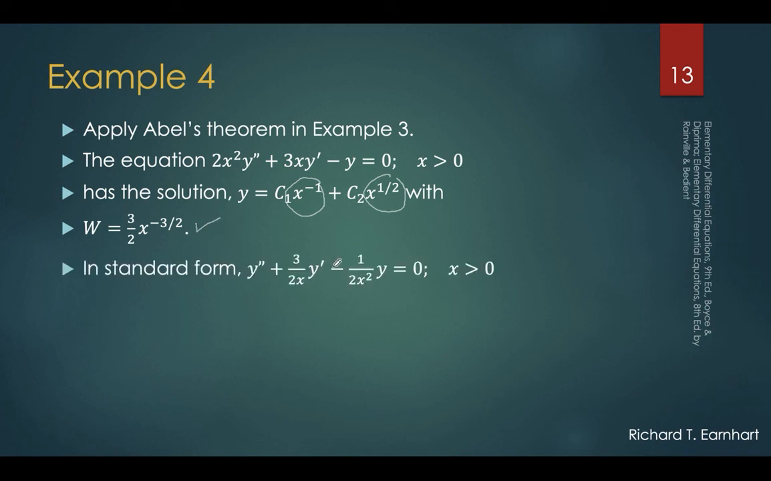So in the standard form, your P will be 3 over 2x. This is not yet in the standard form, so we multiply the whole equation by 1 over 2x squared. And we get your P as 3 over 2x.